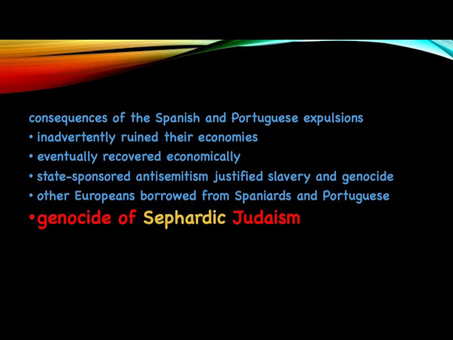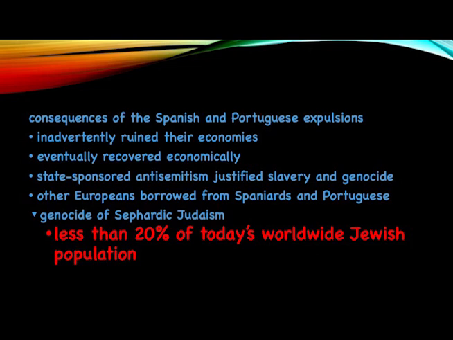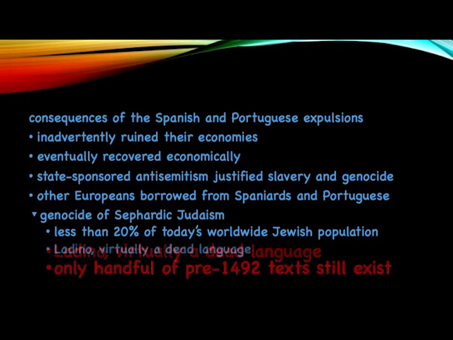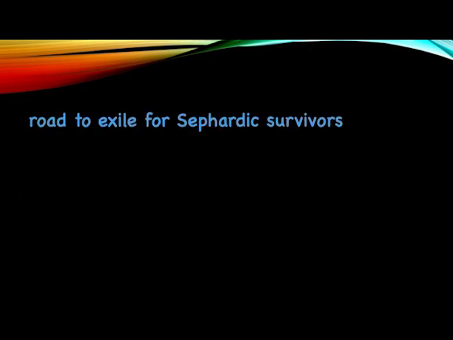Additionally, the Spanish and Portuguese expulsions led to the cultural genocide of Sephardic Judaism. Sephardic is the term for Spanish and Portuguese Jews and their descendants. Owing to the efforts of the Spaniards and Portuguese to wipe out Sephardic civilization and culture, today Sephardic Jews make up less than 20% of the Jewish population worldwide. Their language, Ladino, a Romance or Latin-based language, is virtually a dead language. Only a handful of Sephardic books from pre-1492 Spain and Portugal still exist, and Sephardic culture is relegated to museums and academic conferences.